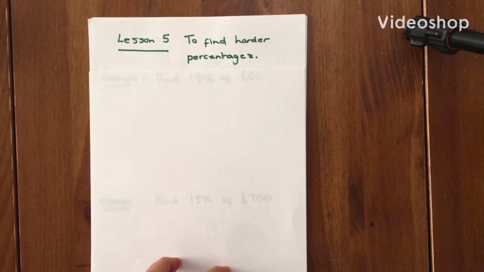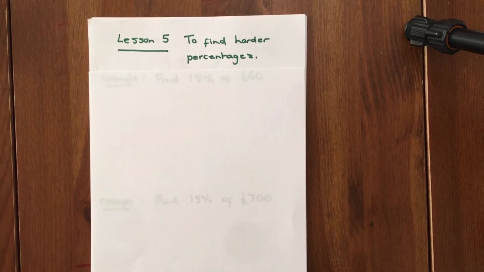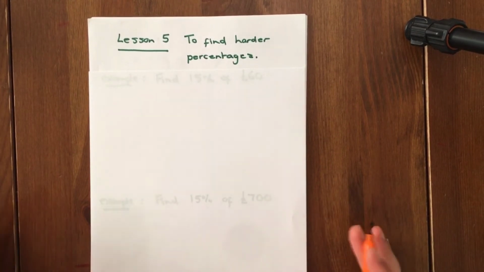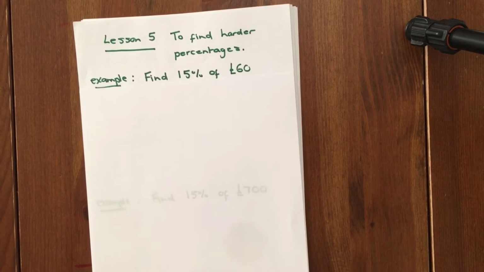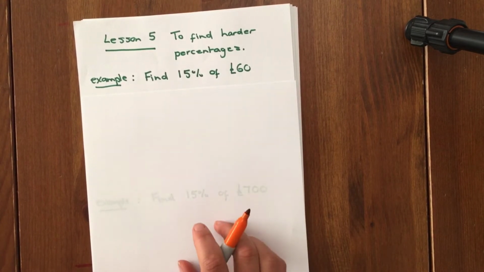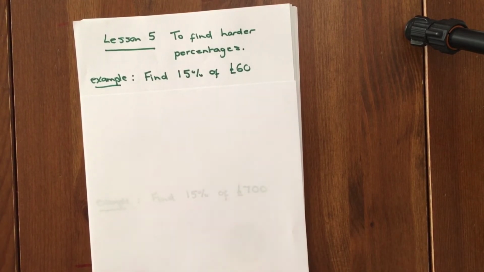Hello, now we are on lesson 5 of your ratio booklet, and again it's more percentages before we actually start work on ratio. So we're going to look at harder percentages for lesson 5, and we're going to look at questions like this, finding 15% of something.